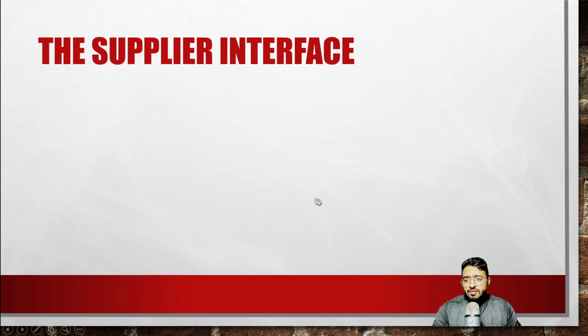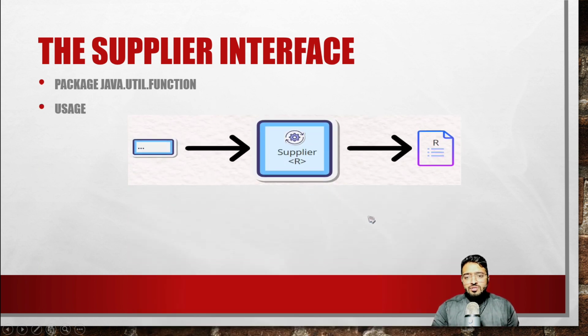The Supplier interface is present in the java.util.function package. As you know, all the functional interfaces which were introduced in Java 8 are present in this same package, and the same goes for the Supplier interface. Let's see its usage: what it does and where we need the Supplier interface. So let's understand this one.